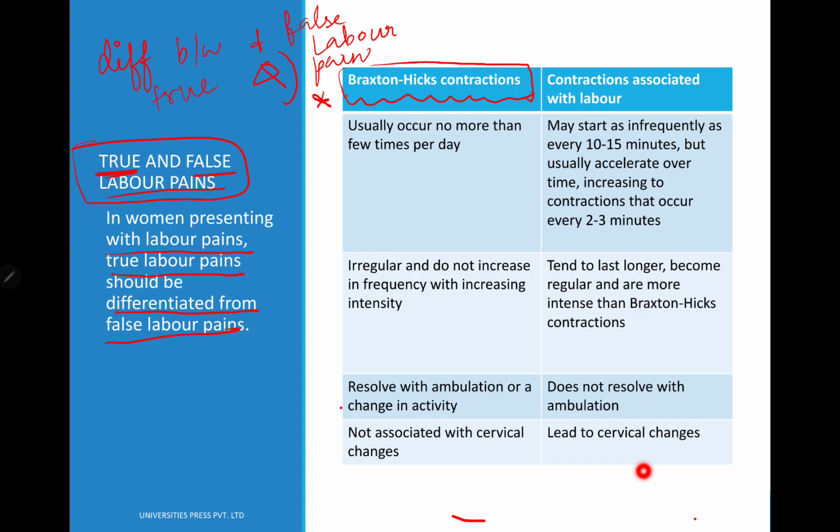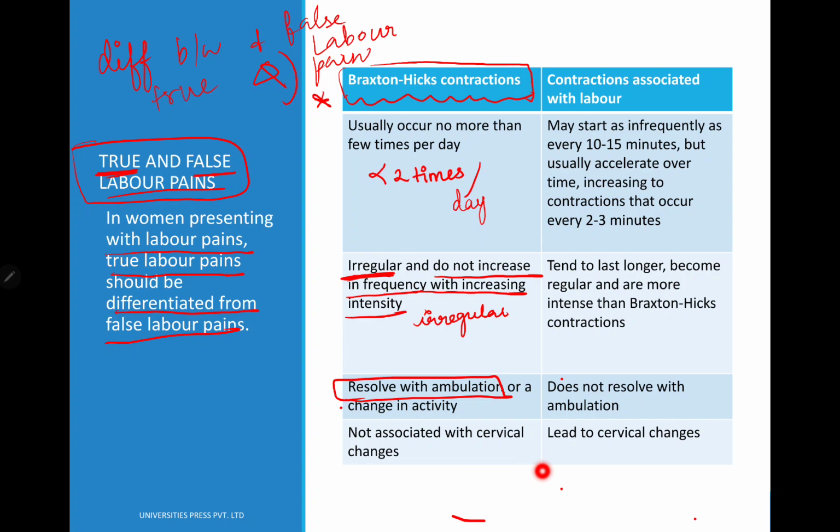Braxton Hicks contractions usually occur no more than a few times per day. They're going to be irregular, so it's going to be less than 2 times per day. First point, it's going to be irregular and does not increase in frequency with increasing intensity. It resolves with ambulation. Very important. It can resolve with ambulation and it is not associated with cervical changes.